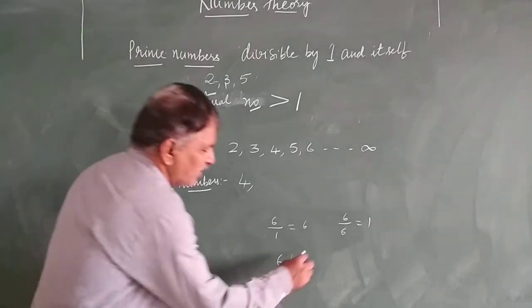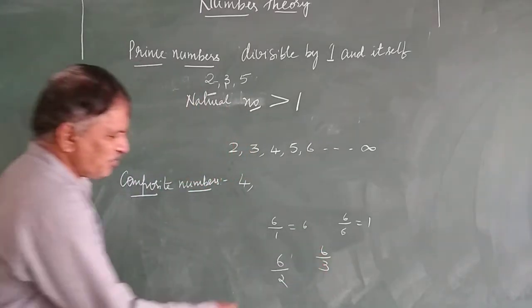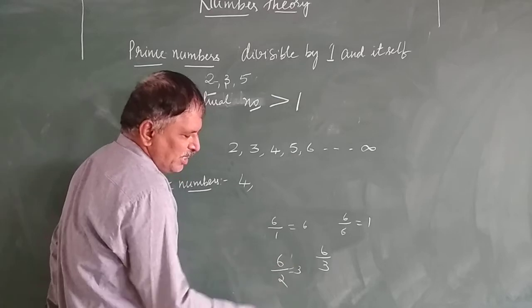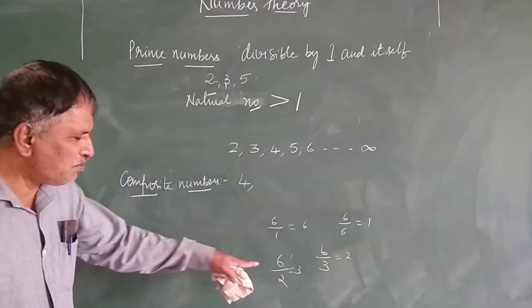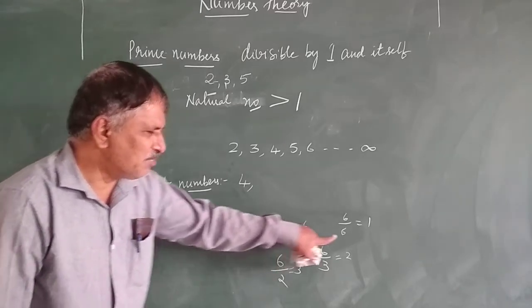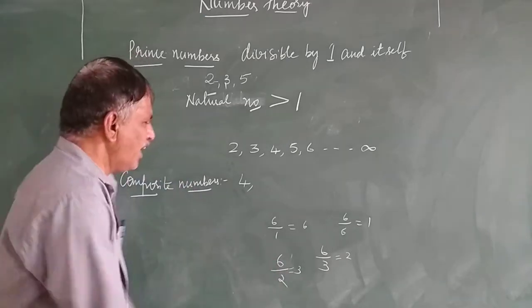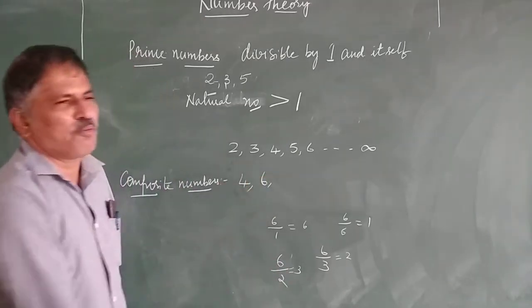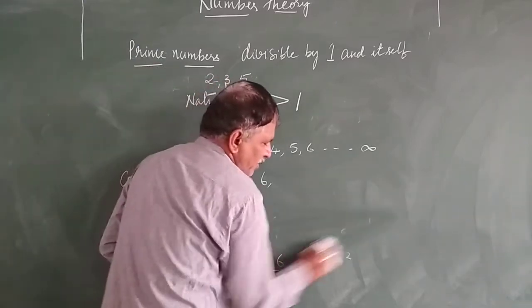It is also divided with 3. When I divide 6 with 3, I will get 2. So it is divisible by 1, it is divisible by itself, and it is also divisible with other numbers. Hence, it is a composite number. Next, I will take 7.